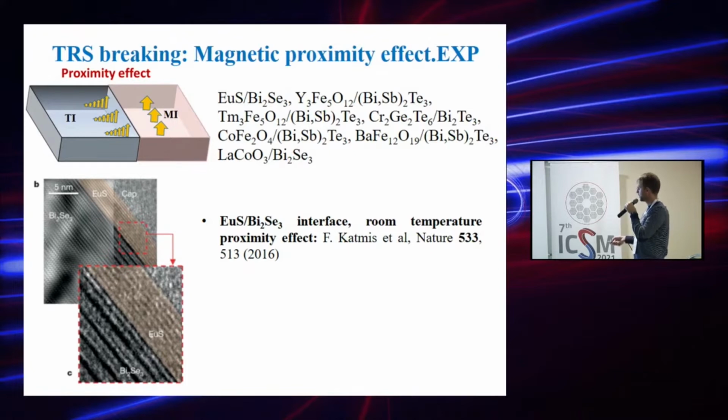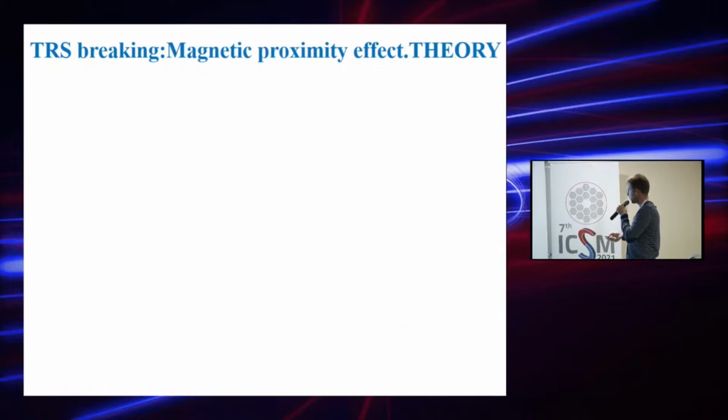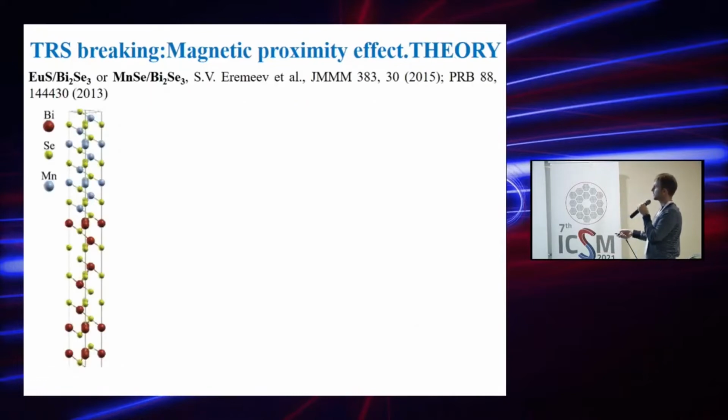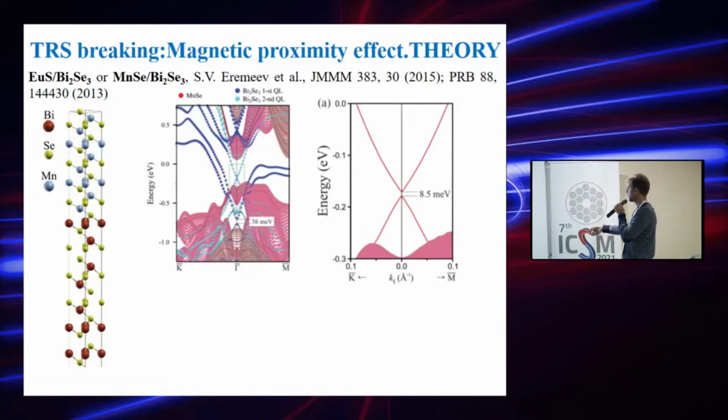interface, most interesting one, because on the one hand, the room temperature proximity effect has been reported some 5 years ago, but actually very recently, as studied by XMCD, no magnetic proximity effect has been detected at such interfaces at all by Valenzuela's group. On top of that, if you calculate the electronic structure of such systems, you will see that apart from the Dirac cone, which is gapped, but not by much, you will have trivial interface states. They render the system gapless, therefore useless for any kind of topological quantized effects.